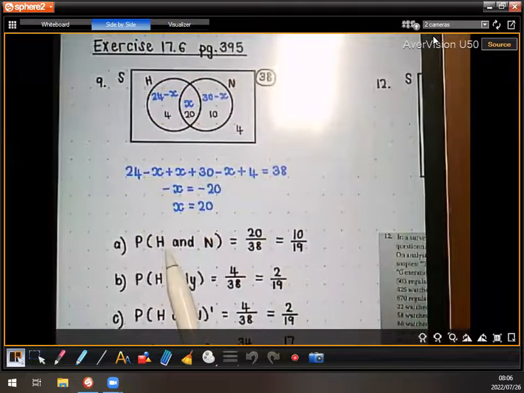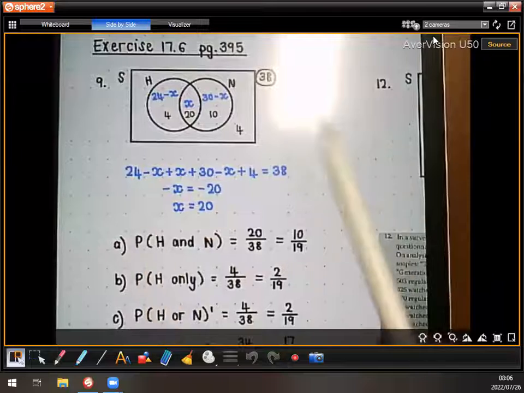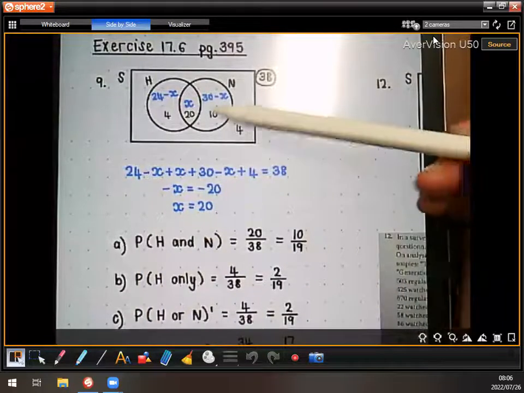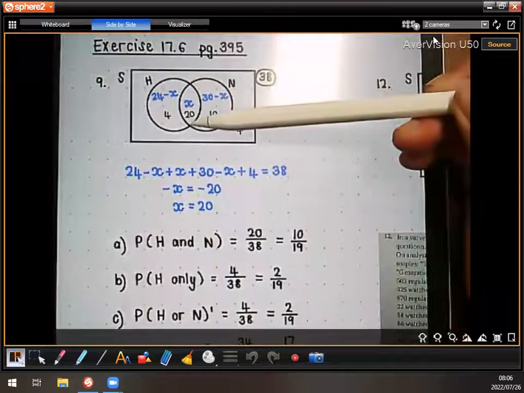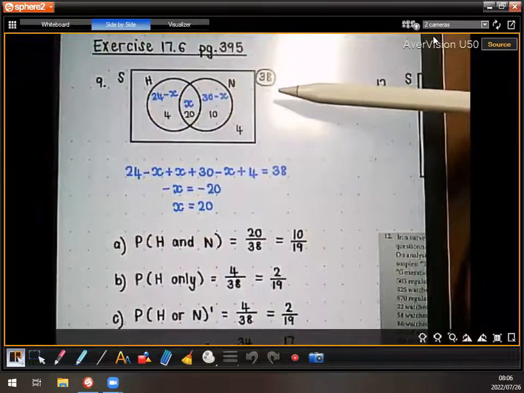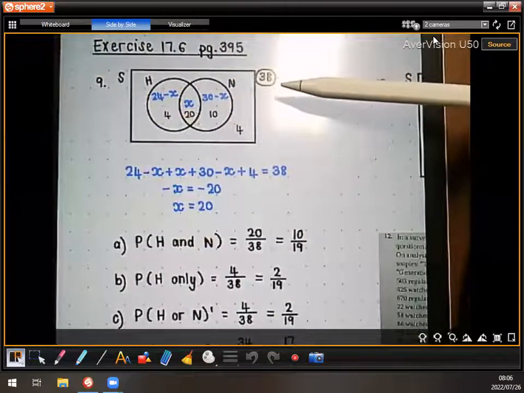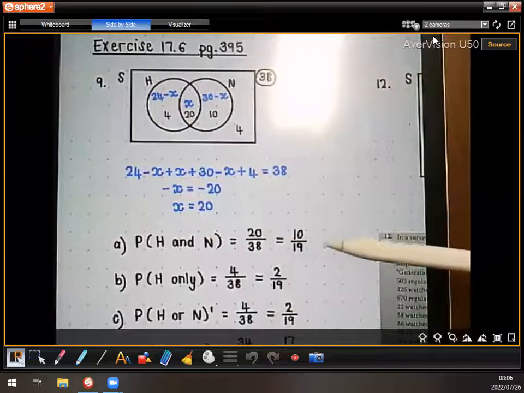Okay, are we fine with the first one? The probability of a girl chosen at random playing hockey and netball, you're going to take 20, because that is how many of them play hockey and netball, over 58. So that's the total. You have to simplify that, right? 10 over 29.